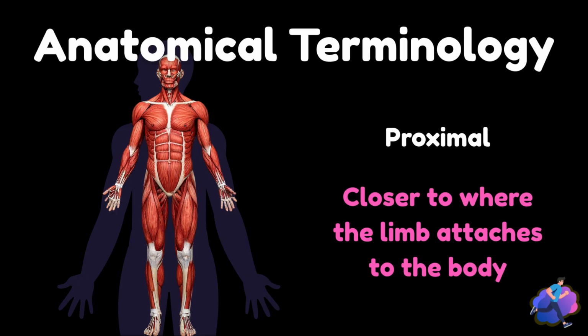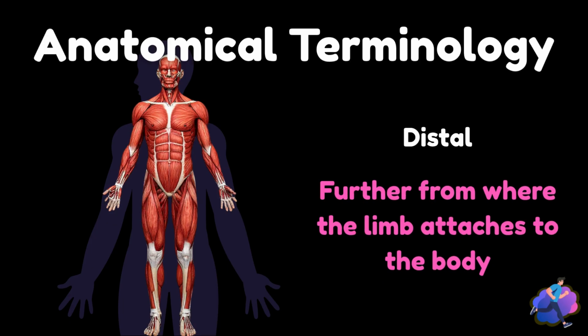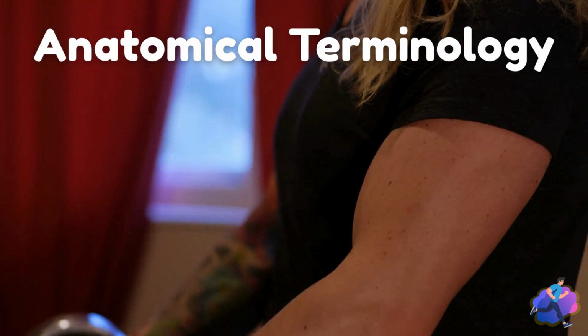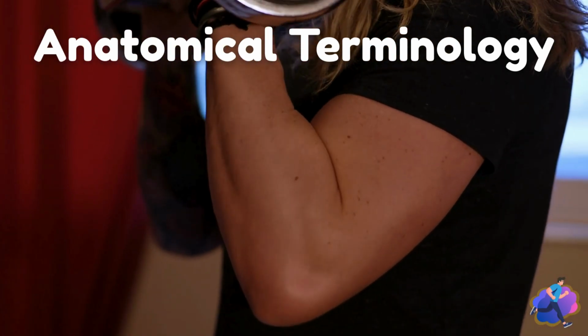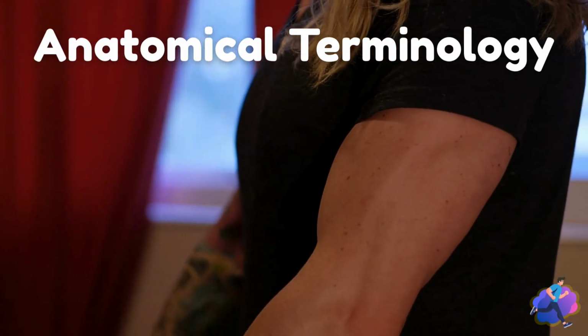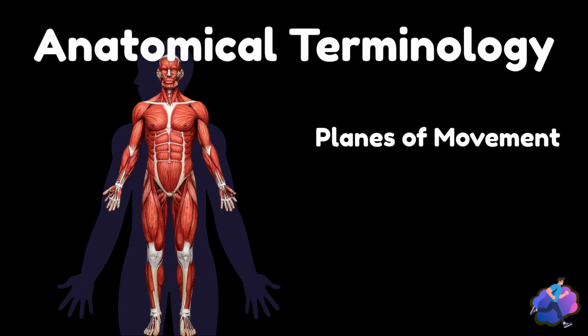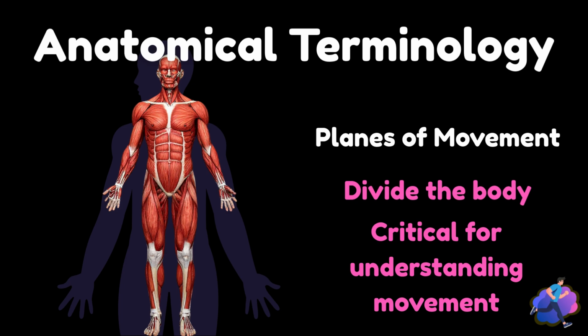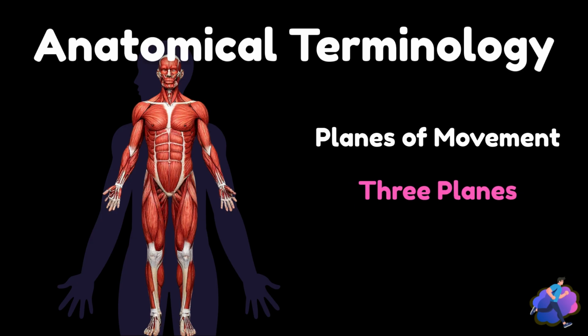And finally, proximal and distal. These apply to limbs. Proximal means closer to where the limb attaches to the body. Distal means further away. So your elbow is proximal to your wrist, and your wrist is distal to your elbow. Once we've got that sorted, we can move into planes of movement. These are like invisible sheets that divide the body, and knowing them is critical because they let us describe movement patterns more precisely. There are three main planes.